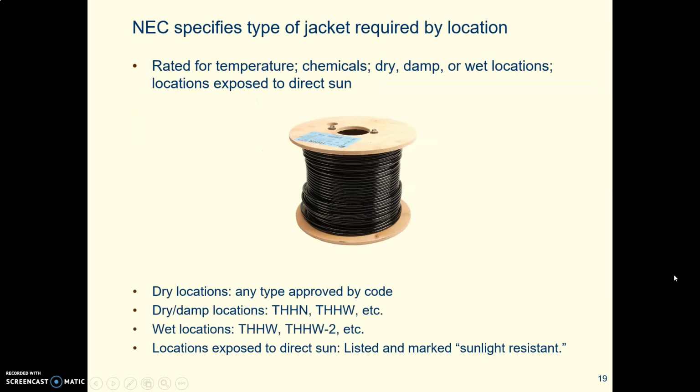The code specifies what kind of material the jacket can be, depending on what kind of situation the wire is used in. So let's say you're in a sand and gravel pit wiring electric motors. That's a wet location and it's exposed to direct sun, so there are specific requirements for the jacket in that location, because the last thing you want is your jacket degrading and developing cracks and electric current leaking out.